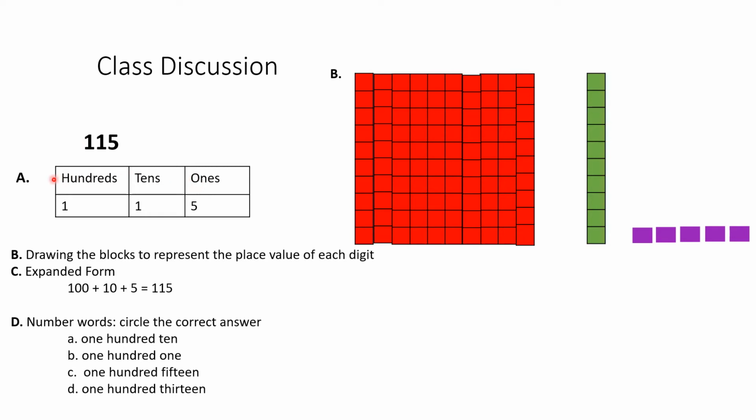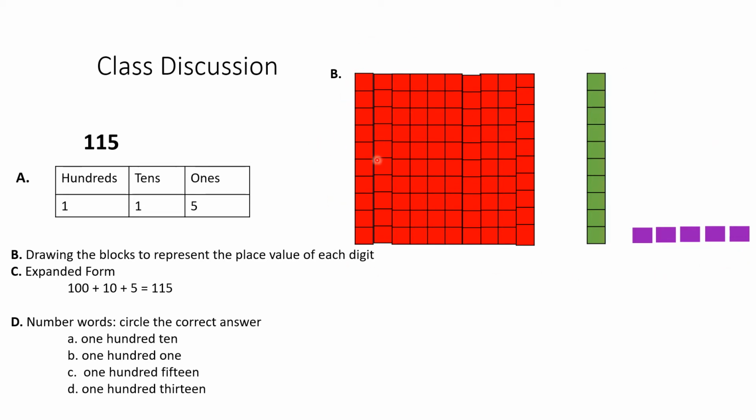115. I'm going to give you a table just like this, and all you have to do is just place the digits inside the table. And that's the first part. That's for part A. For part B, I'm going to ask you to draw the blocks to represent the place value of each digit. And in this area right here, we have the blocks.